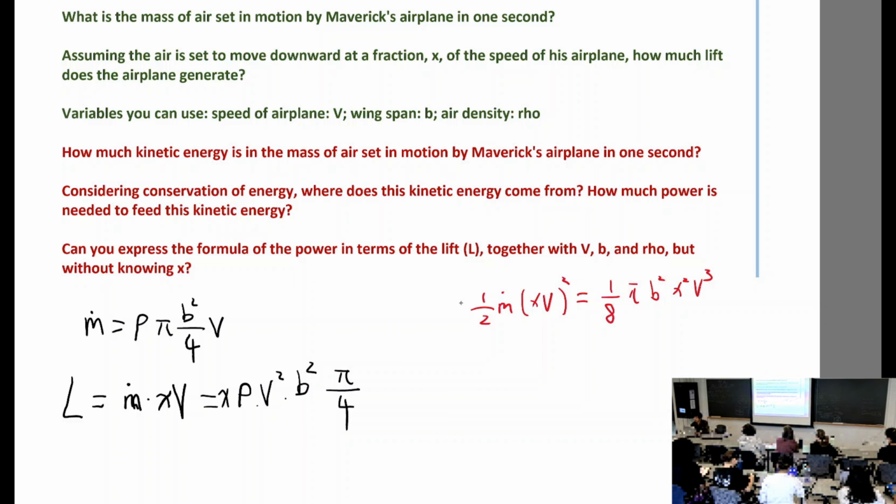This is the power. Because this is the amount of kinetic energy you put into the wake per second, it is exactly how much power you need to feed that kinetic energy, because power is the amount of energy increase or decrease per second, the amount of energy transfer per second, right? Okay, and where does that kinetic energy come from?